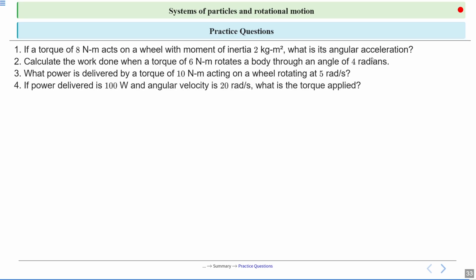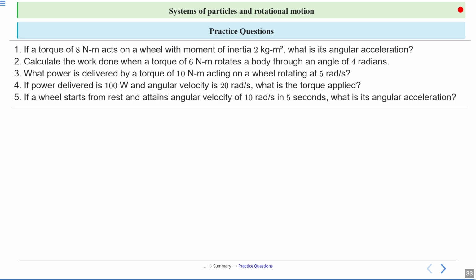Fourth, if the power delivered is 100 watt and angular velocity is 20 radian per second, what is the torque applied? Fifth one, if a wheel starts from rest and attains an angular velocity of 10 radian per second in 5 seconds, what is its angular acceleration? So all questions are formula based. All right.